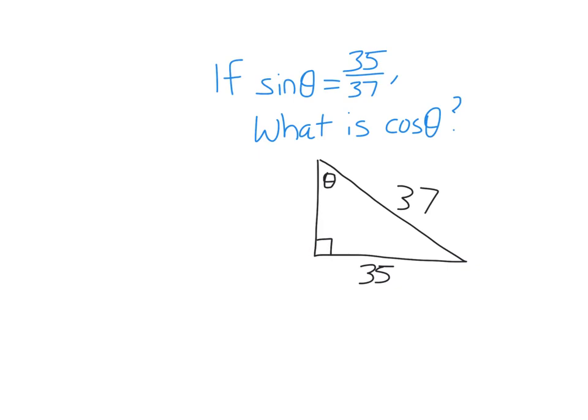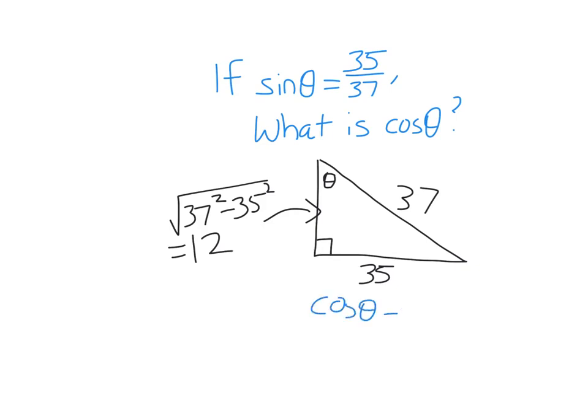So we need to find cos theta. To find cos theta, we need to know the adjacent, because cos is adjacent over hypotenuse. We can figure out this side using Pythagoras. It's a shorter side, so we subtract. It would be the square root of 37 squared minus 35 squared, which is equal to 12. This side here, the adjacent, would be 12. Cos theta would be adjacent over hypotenuse, which is 12 over 37. And of course, in this case, tan theta would be 35 over 12.